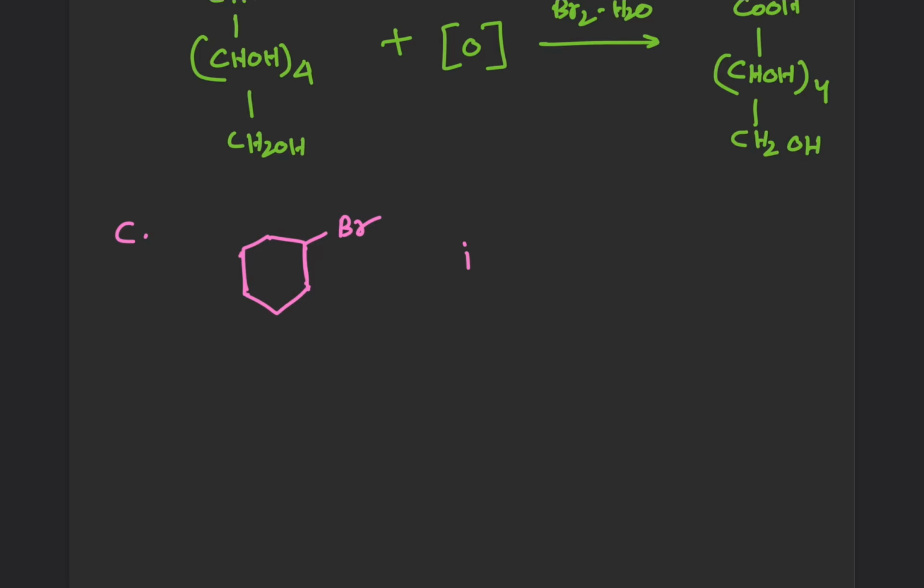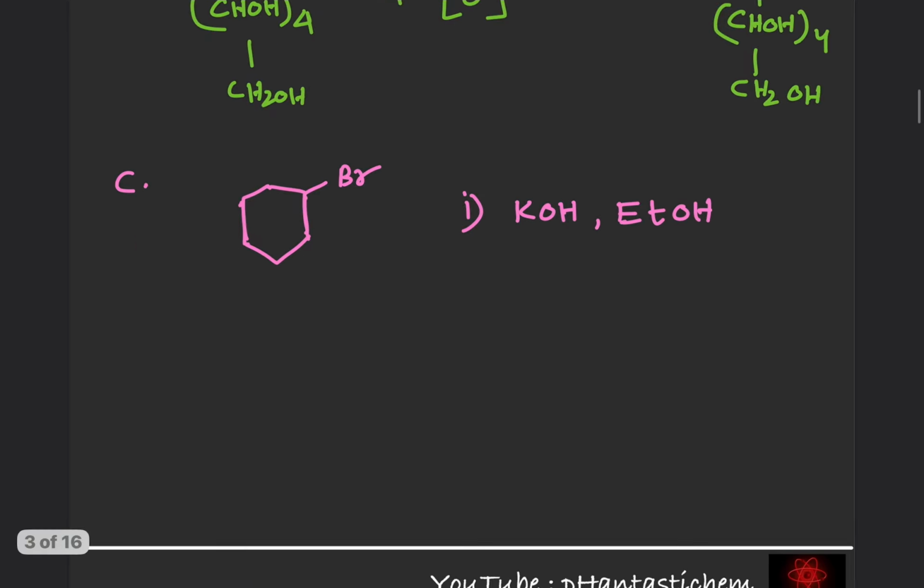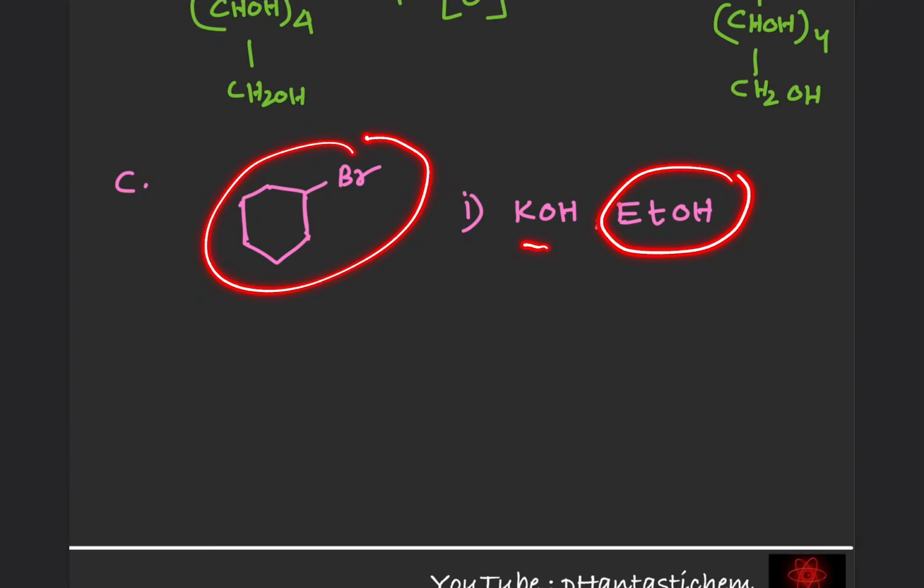Then the first reagent is KOH in the presence of ethyl alcohol. So obviously elimination is going to happen. In C the starting compound is a haloalkane, and whenever a haloalkane is heated with a concentrated alcoholic solution of potassium hydroxide, elimination happens and we get an alkene.